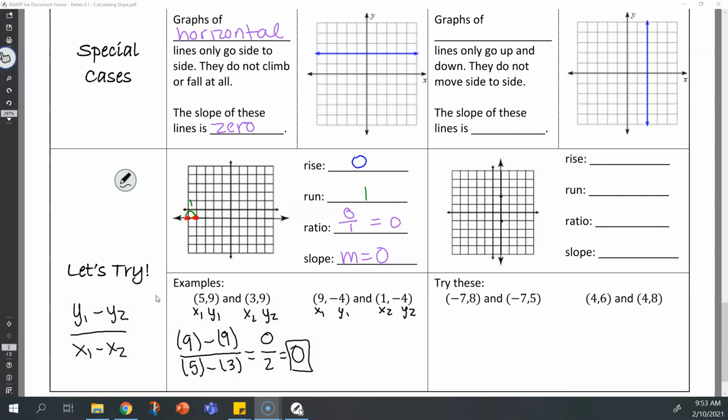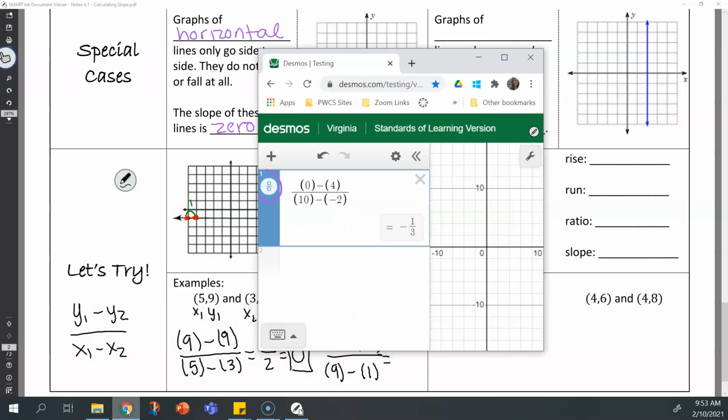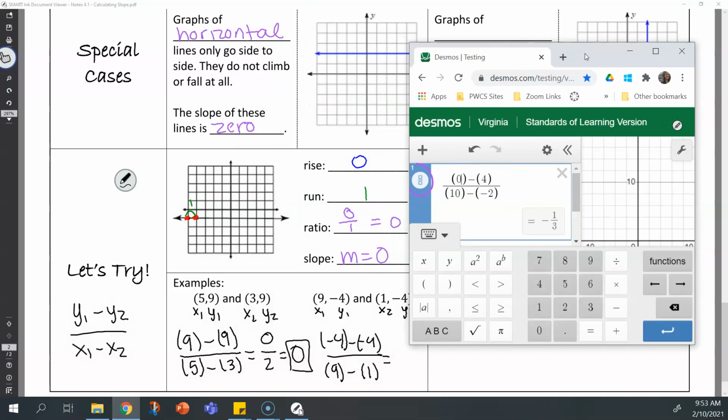I can try it again with this example. -4 is y1, -4 is y2, 9 is x1, minus 1 is x2. I can put this right in Desmos. -4 minus -4 over 9 minus 1. Oh, that should be a -4. And I'm going to get 0 for that one as well.